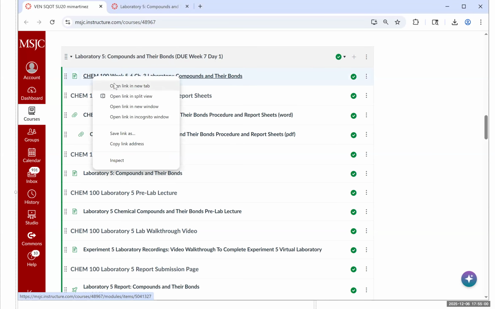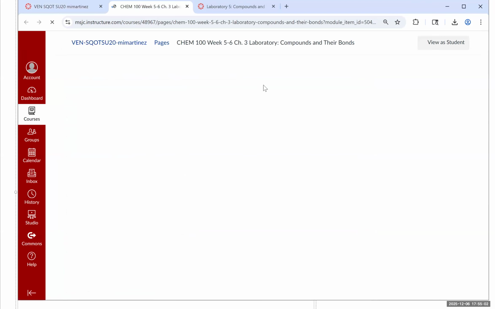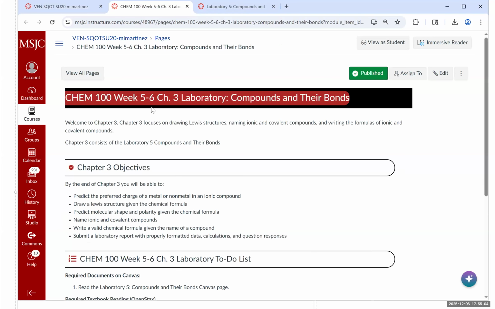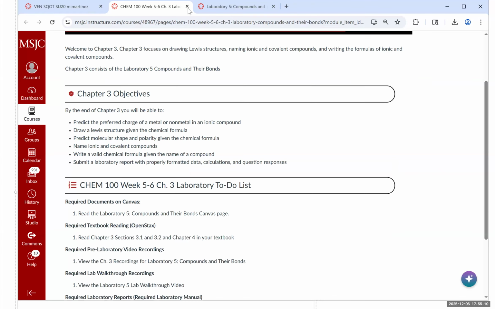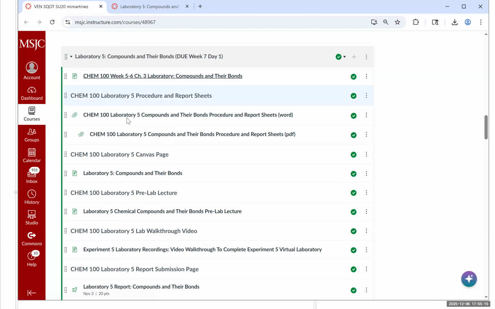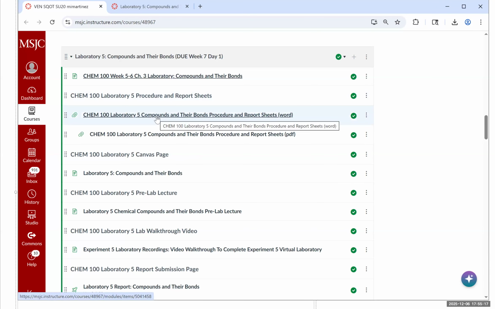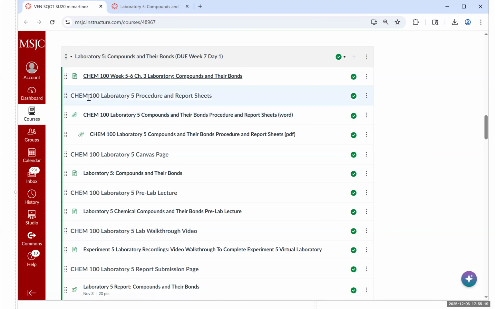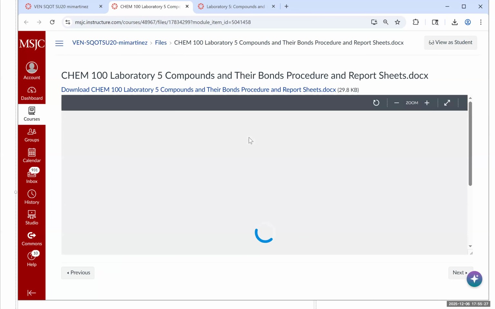First, I'd like to direct your attention to the Laboratory 5 overview page, which talks a little bit about the learning objectives for this laboratory, along with some recommended reading. Next, there is the Laboratory 5 procedure and report sheets, which are found in the section titled Chem 100 Laboratory 5 Procedure and Report Sheets. So here are what the procedure and report sheets look like for Lab 5.